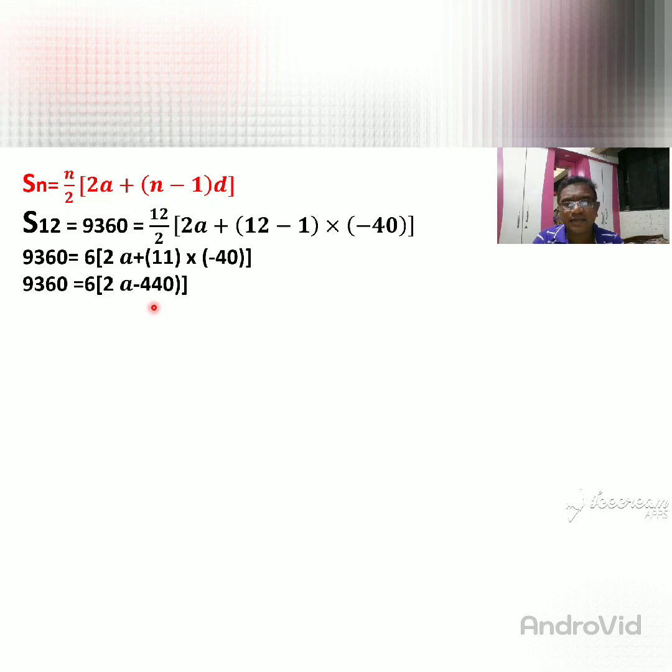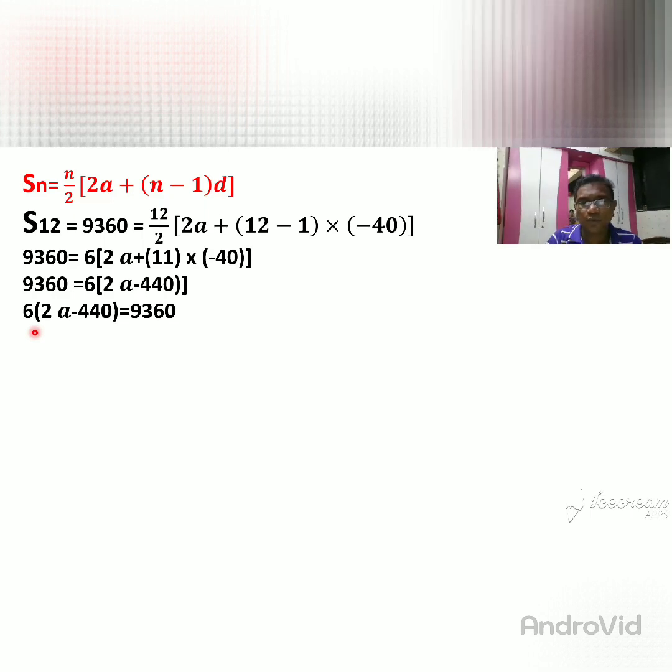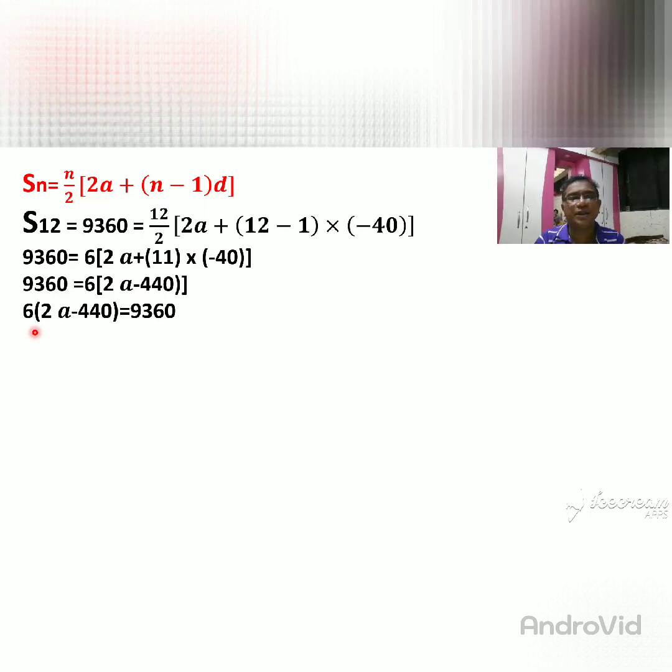Then this right hand side goes towards the left hand side, and this left hand side comes towards the right hand side. See, we are doing it here. What is done here? 6 is multiplying 2a minus 440. So when that 6 goes across, it becomes division.